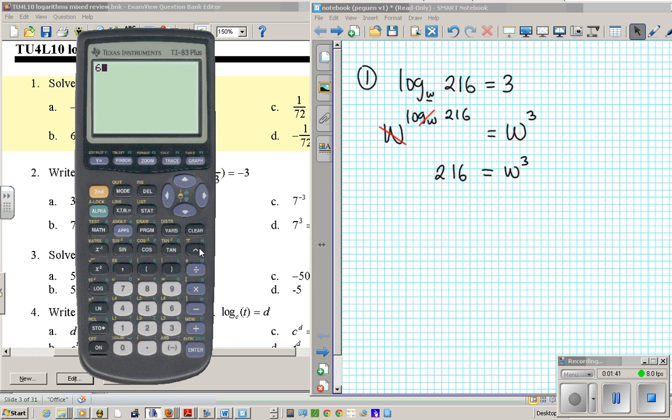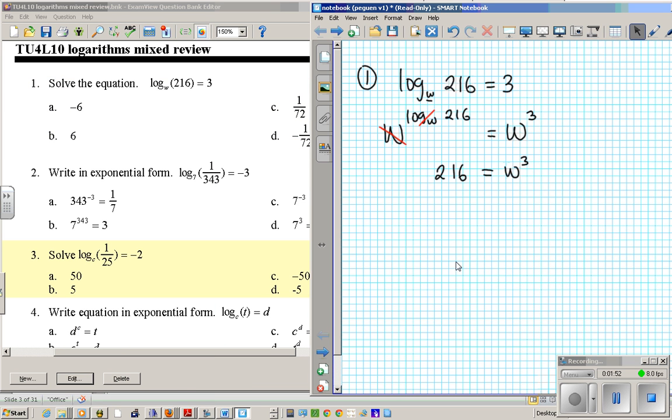6 to the third is 216. If we did the negative option, make sure I put it in the parentheses, negative 6 to the third, that's negative 216. That doesn't work. So we know that 6 to the third is 216. So we know that 6 to the third equals w to the third. So our answer w equals 6. So our answer is A for number 1. I mean B for number 1.